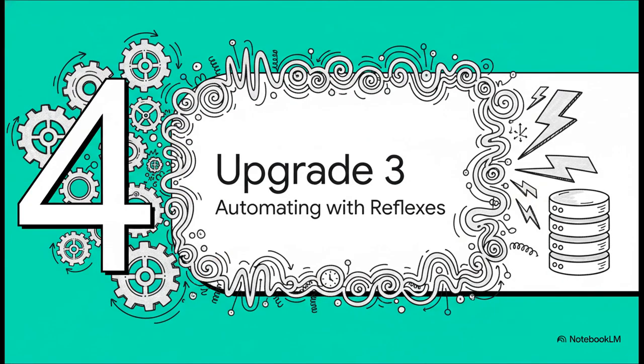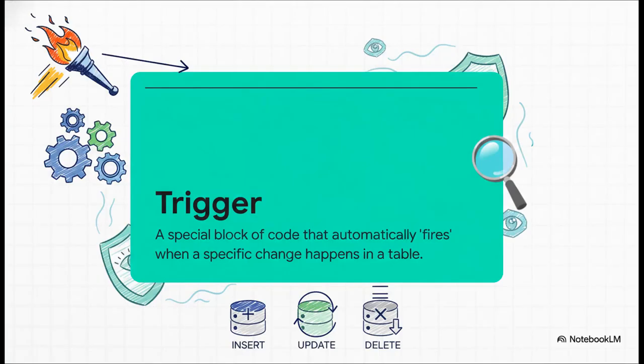All right, we've given our database precision and intelligence. For our third and final upgrade, we're giving it reflexes. We're going to make it automatic. And this is where triggers come into play. A trigger is a special kind of code that you don't call yourself. Instead, it fires all on its own whenever a specific event happens to a table, an insert, an update, or a delete. The best way to think of it is as your database's own personal security guard, always on watch.